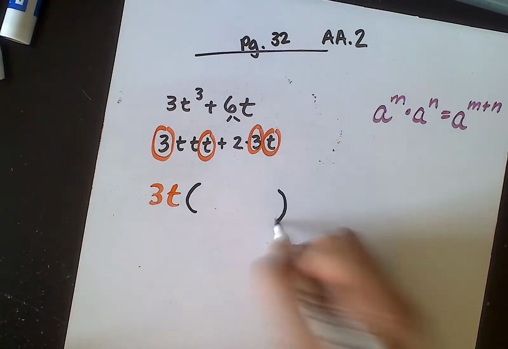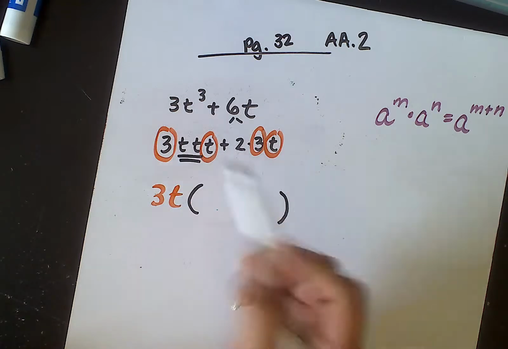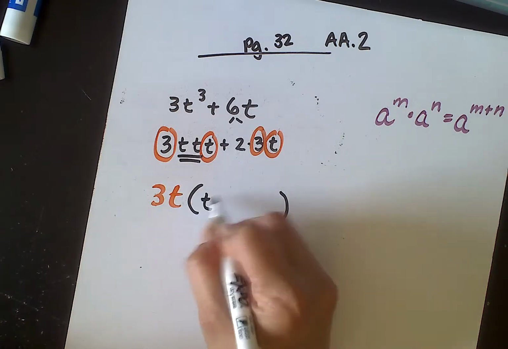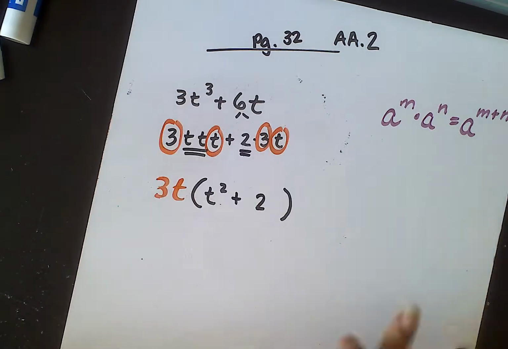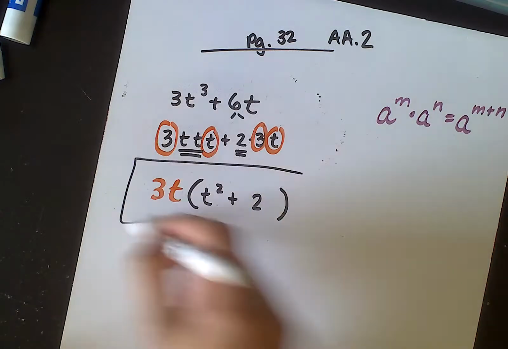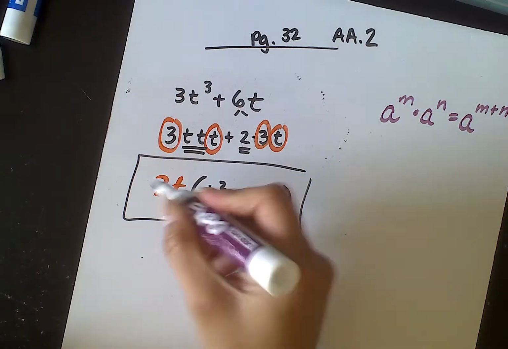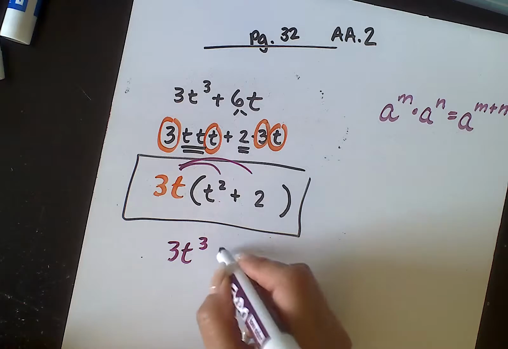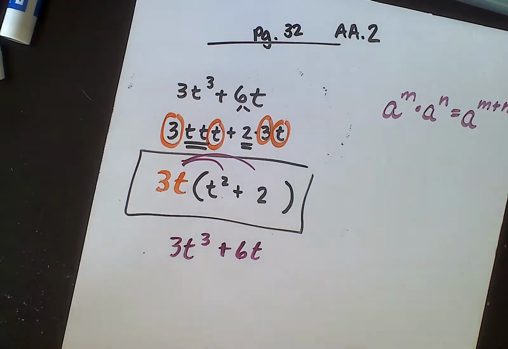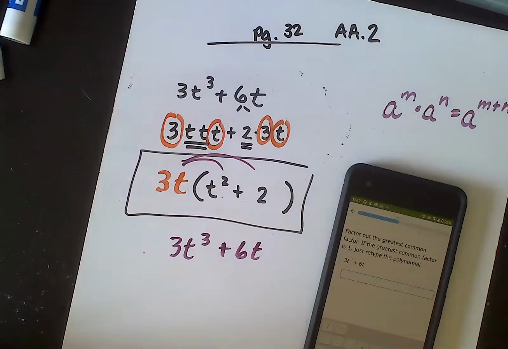And what do I have remaining to go inside the parentheses? Well, I have 2 T's, so that would be T squared plus 2. So distribute, that would be 3T cubed, and then plus 6T, which is exactly what I had. Let's type in our answer. There we go, submit.